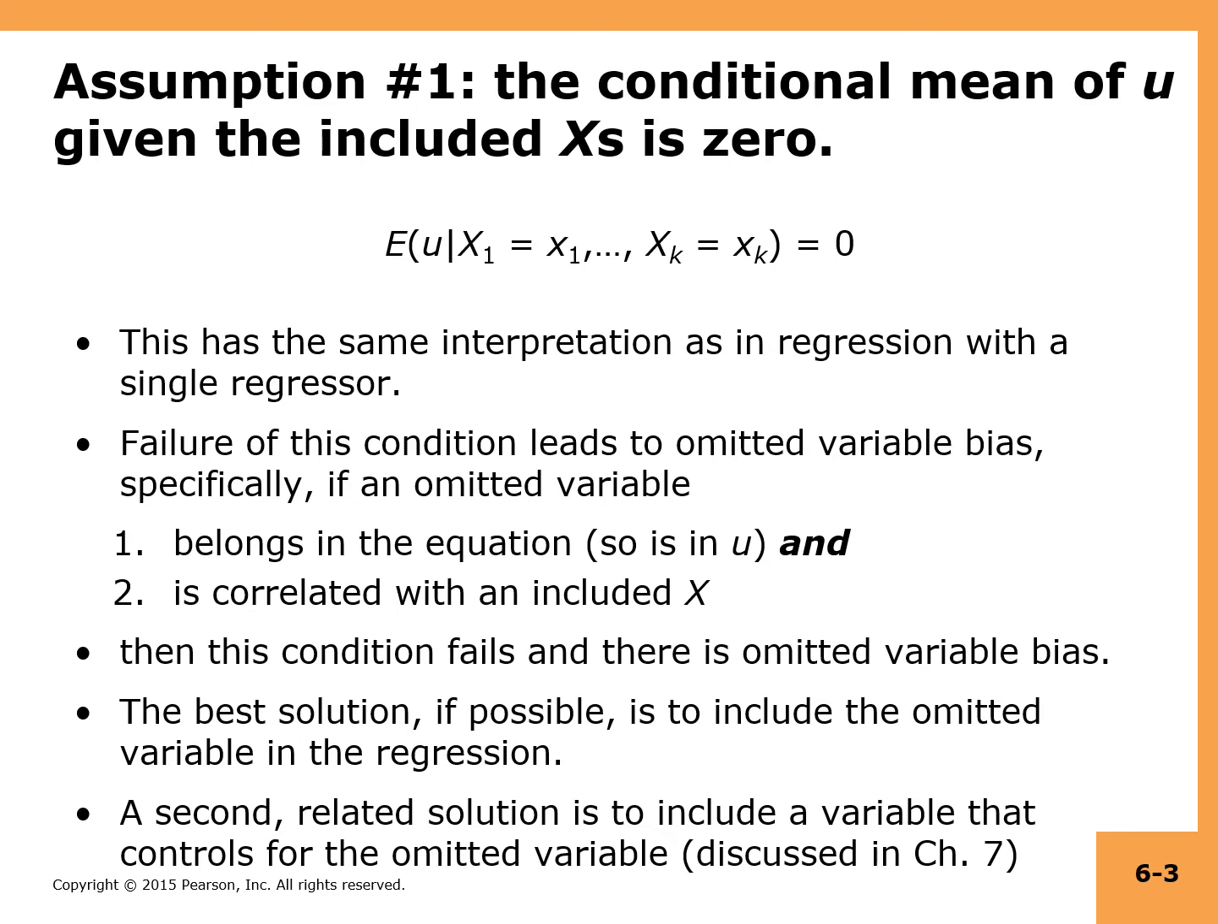In the case when you have an omitted variable bias, one of the solutions is to include the omitted variable in the regression as one of the independent variables. A second solution is to include a variable that controls for the omitted variable, and we'll discuss this further in chapter 7. This first assumption is satisfied when x's are randomly assigned. So in our case of looking at the test score and student-teacher ratio, if student-teacher ratio was randomly assigned across different districts, then the first assumption would have been met.